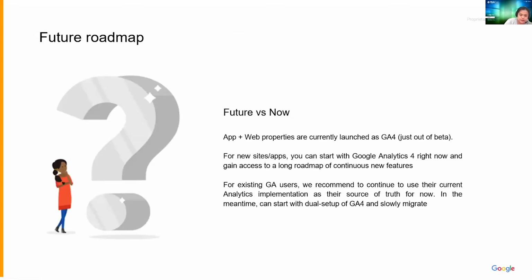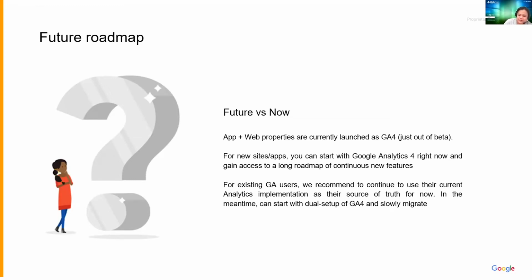So what is the future roadmap? Okay, App+Web is actually very, very fresh. It just got launched like 2 weeks ago, October 14th as GA4. So it's just out of beta. In practice, for people who use it regularly, we kind of still consider it in beta. It's in semi-beta.